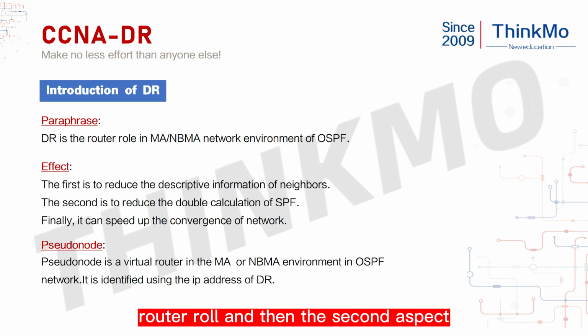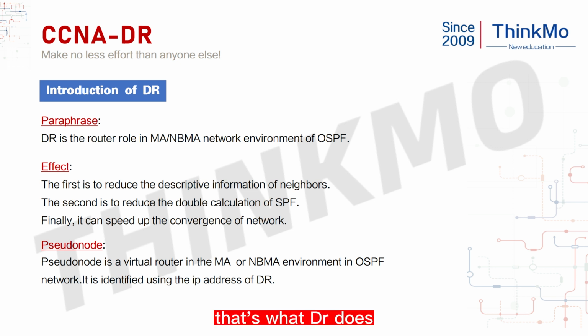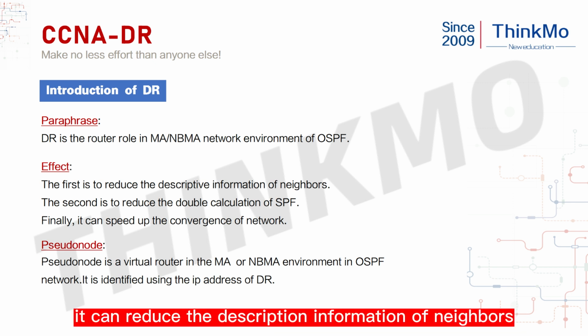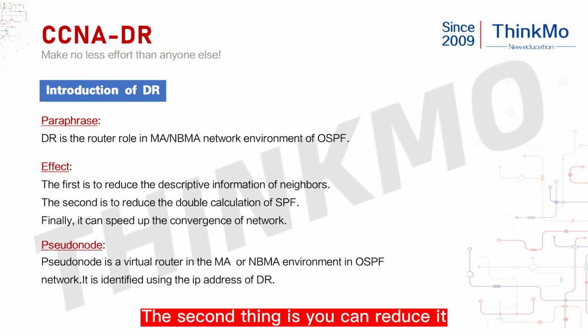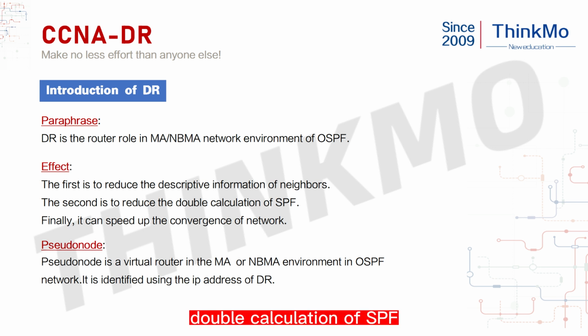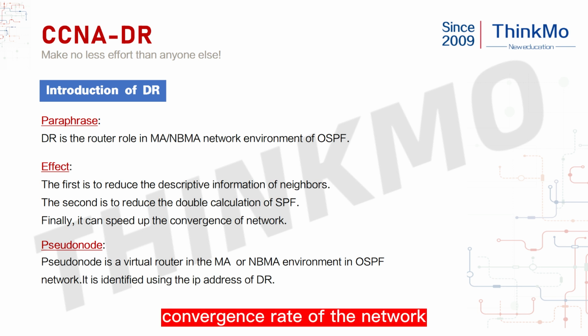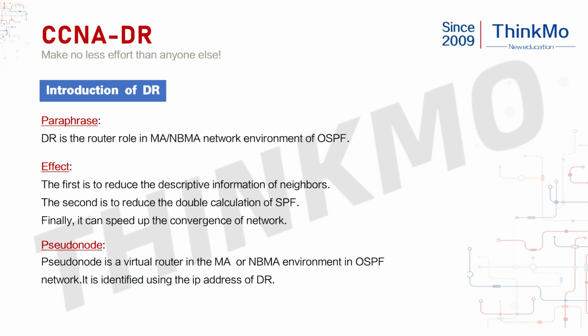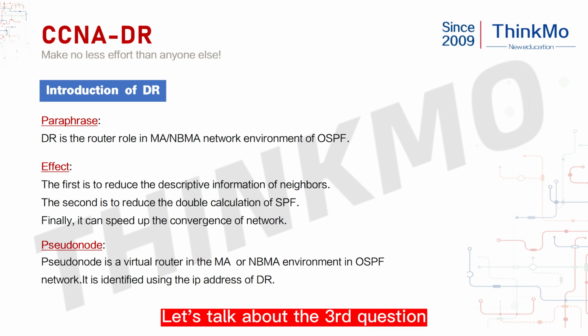And then the second aspect: what does the DR do? First, it can reduce the neighbor description information. The second is that it can reduce the repeated calculation of SPF. The third is that it can accelerate the convergence rate of the network. Based on these points, that's a review of what we did last time. What we're going to do today is talk about the third question.